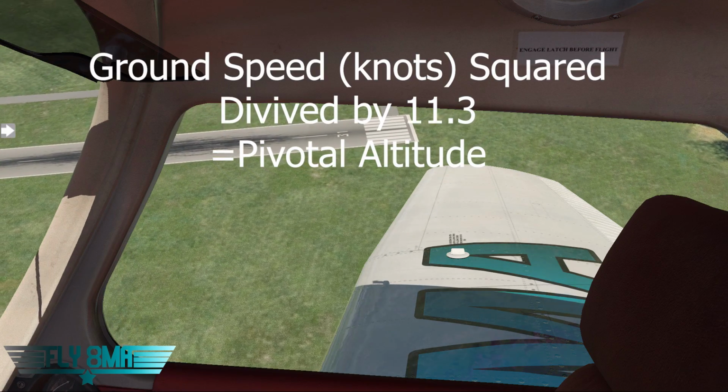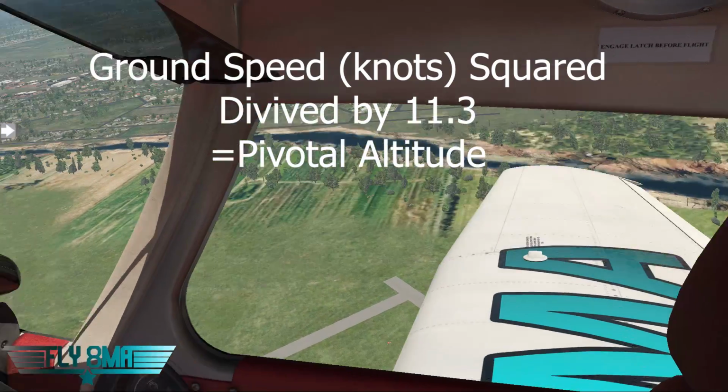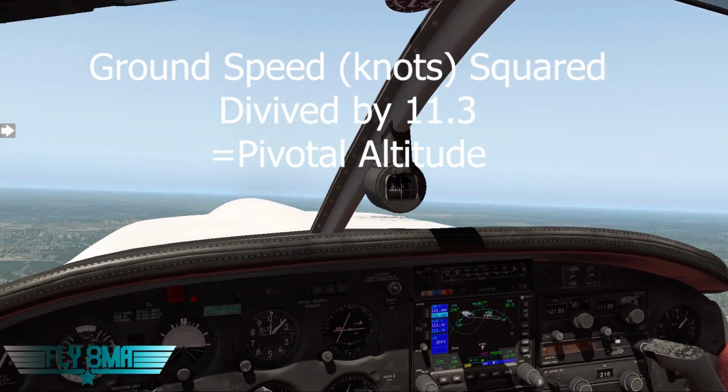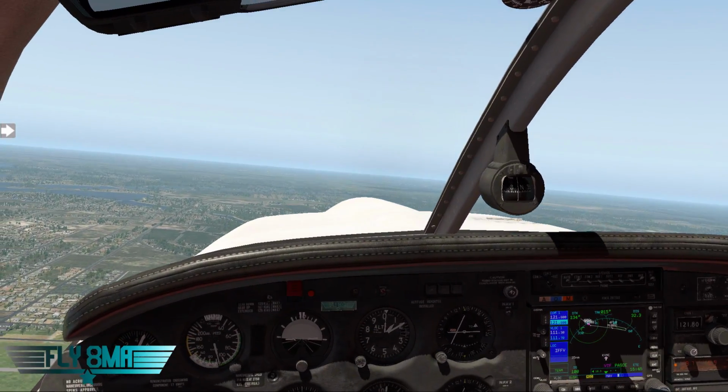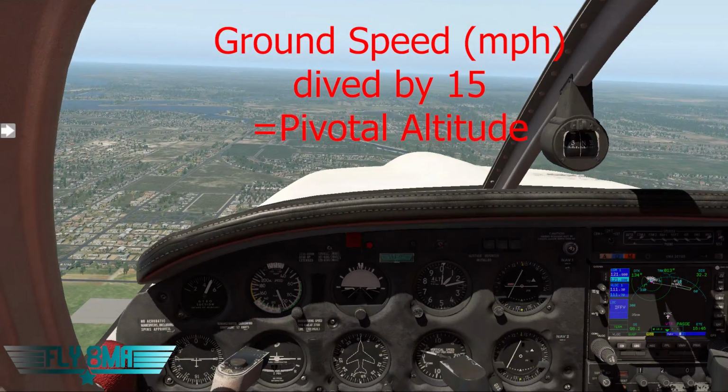Now to first find our pivotal altitude, we're going to want to take our ground speed, square it, and then divide by 11.3 if we're using knots. If we happen to be doing our ground speed in miles per hour, then we want to go ahead and divide by 15 to find our pivotal altitude. So we're going to do everything in knots today.